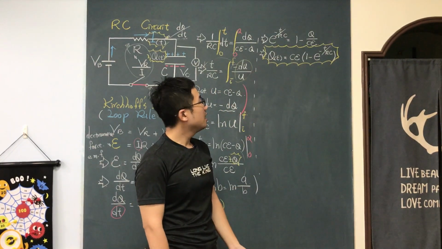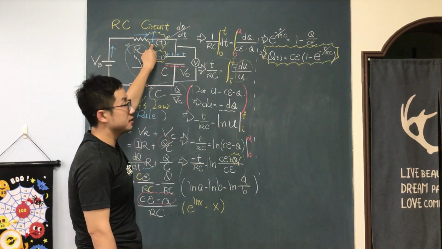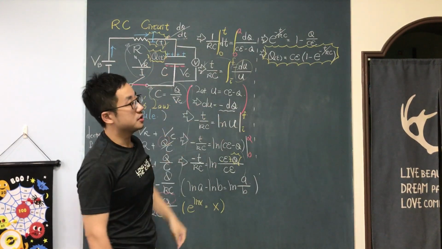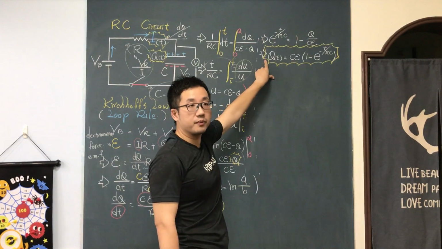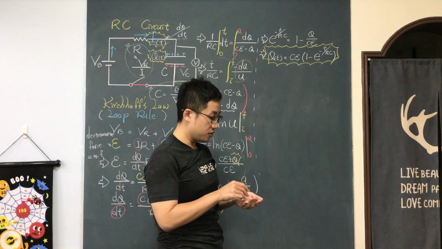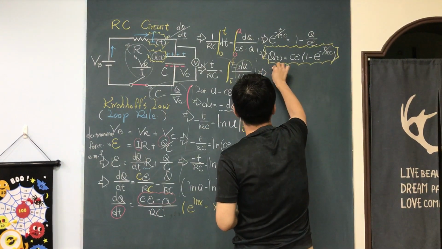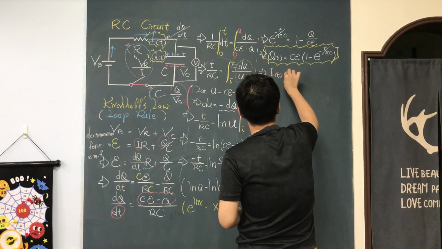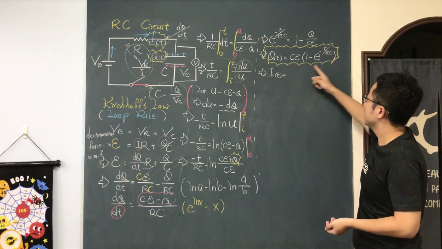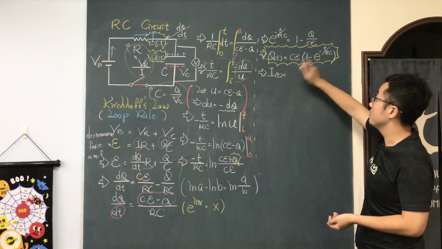Okay? And since your current I is also a function of time, and I is defined as dq by dt, you can do the derivative of your charge with respect to time t, so you can get the current as a function of time too. So I can also write down my current I as a function of time. I'm going to do the derivative of this whole term with respect to time t. And since C is a constant, just forget about it.